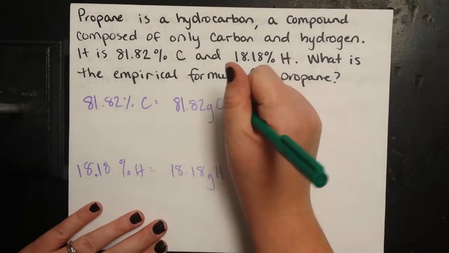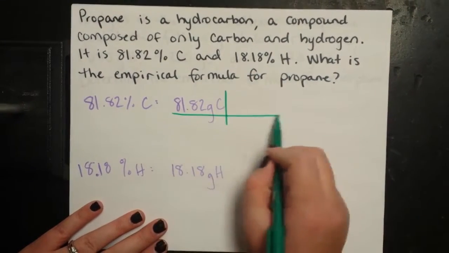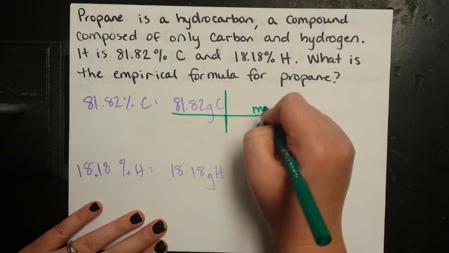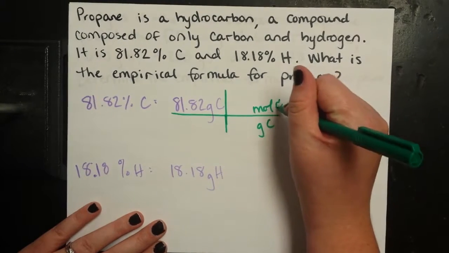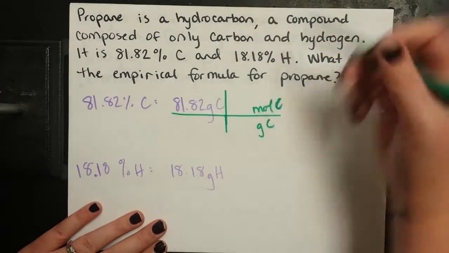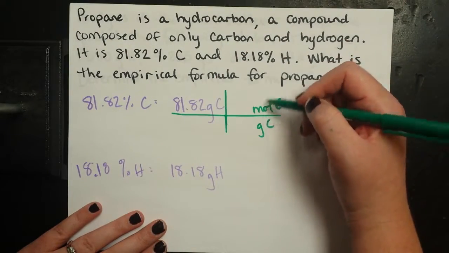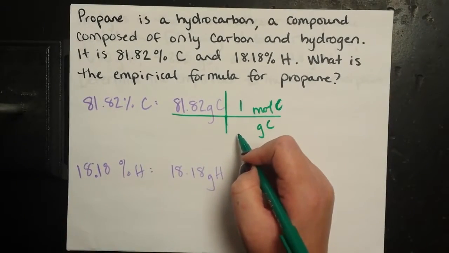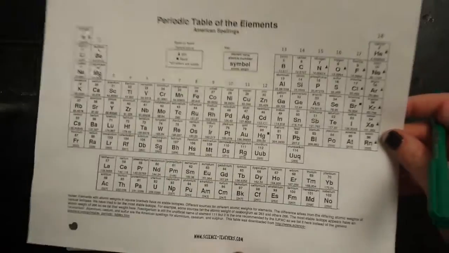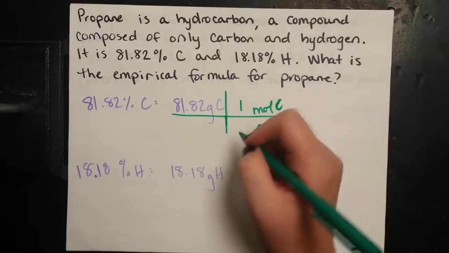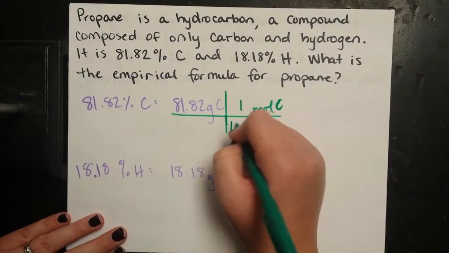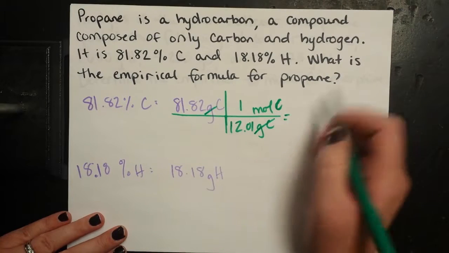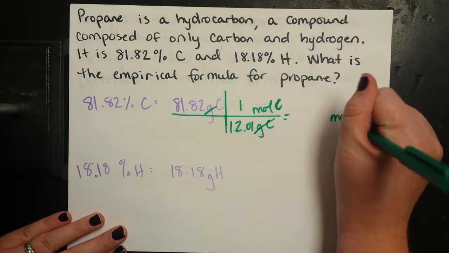Alright, so for carbon, I can get out of grams of carbon and into moles by dividing by grams and multiplying by moles. And I know that the relationship between grams and moles, or mass and moles, is going to be molar mass, which means that 1 mole of carbon is going to weigh a certain number of grams. Remember to get that information from your periodic table. Okay, so carbon weighs 12.01 grams for 1 mole. That'll cancel out my grams of carbon and leave me moles of carbon.